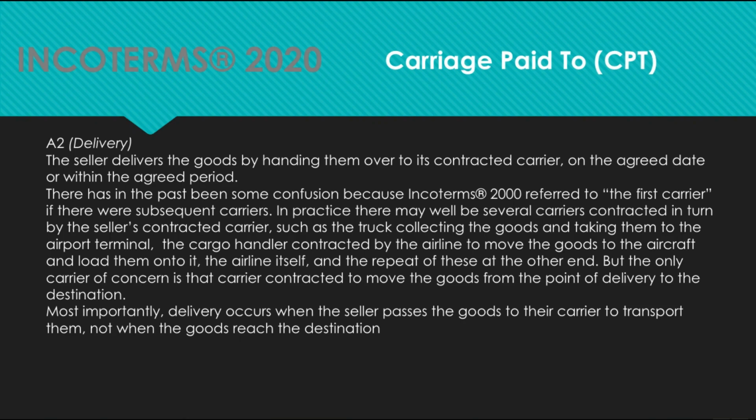Please be aware that in the case of a CPT, the carriage company, the shipping company, is contracted by the seller, but the responsibility and the risk transfers to the buyer when the goods are delivered. And as you saw in the text, the delivery point is when the goods are transferred and delivered to the first carrier, and the seller has nothing to do with the subsequent carriers or shipping companies.